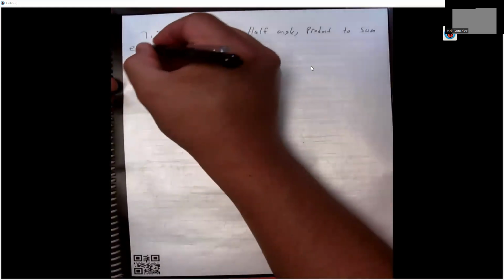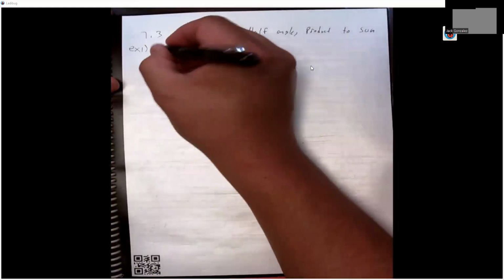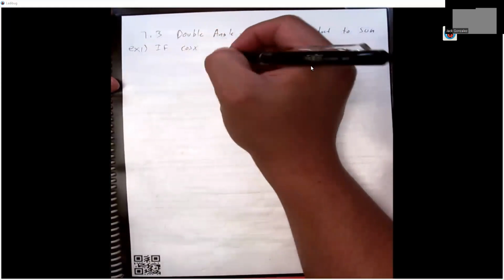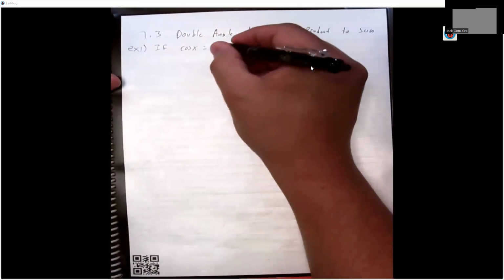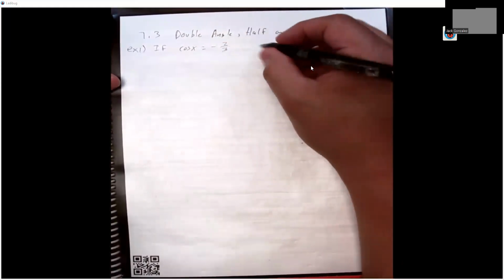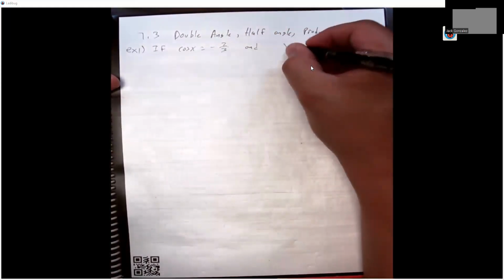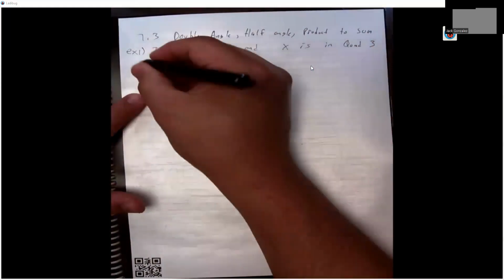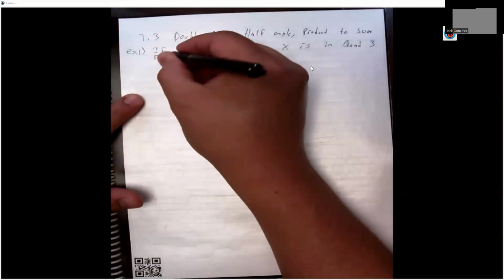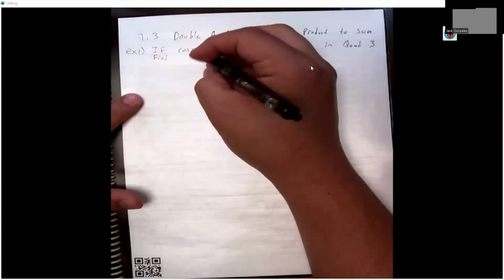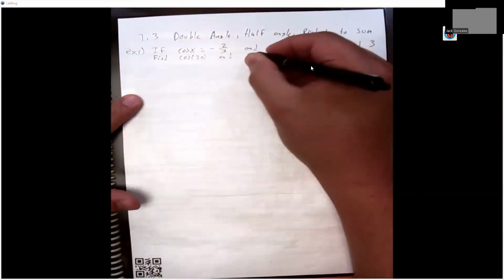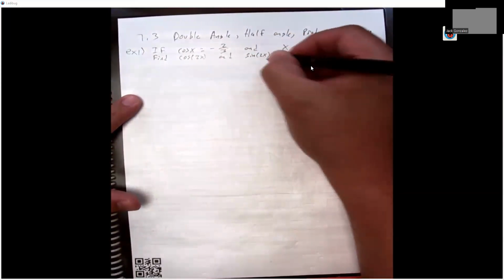Go ahead and jump into the examples. I hope you have those formulas ready, but I'll write them down again as we go. So if cosine x is equal to -2/3 and x is in quadrant 3, find cosine 2x and sine 2x.